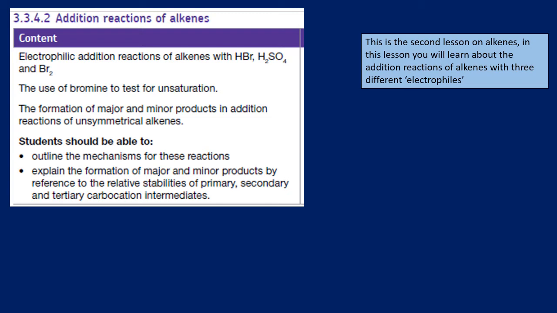You probably have that knowledge already from GCSE, the idea that bromine water goes from orange-brown to colourless in the presence of a carbon-carbon double bond, but we'll recap that again. And you can see this is where it gets a little complicated, looking at the major and minor products, because we can get a mixture of products here, particularly for unsymmetrical alkenes. So we're going to look at the mechanisms and look at those major and minor products.